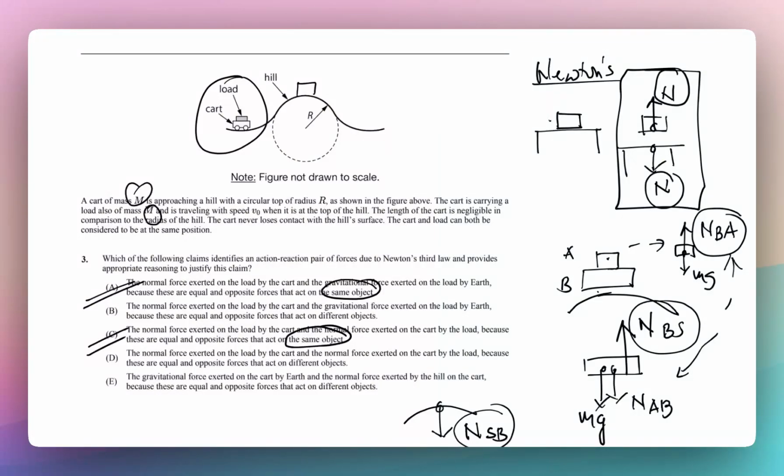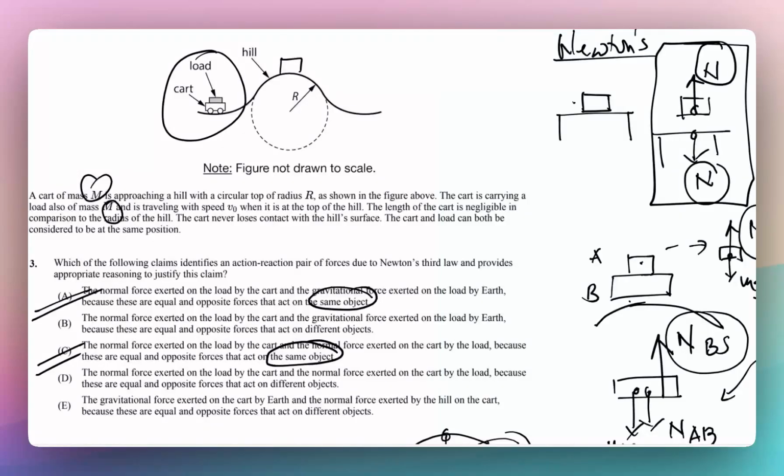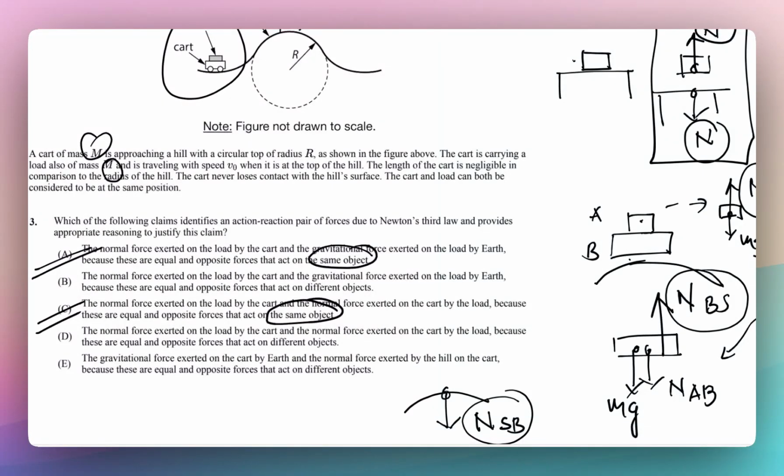So now look at the options which are available. This is the normal force exerted on the load by the cart, and the gravitational force exerted on the load by the earth. Though they are equal and opposite here, by Newton's law, when we are looking from the third law perspective, this is not true, right? We want this to be equal to this. So this is also not true. I'll get rid of this.